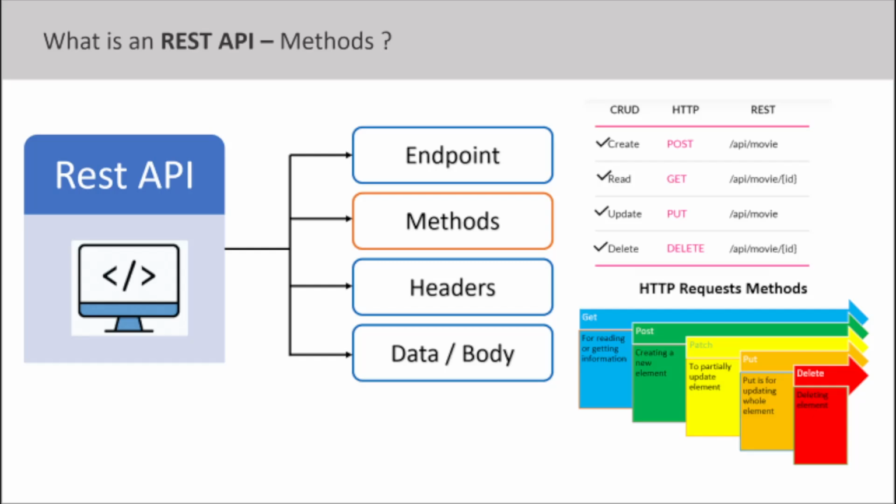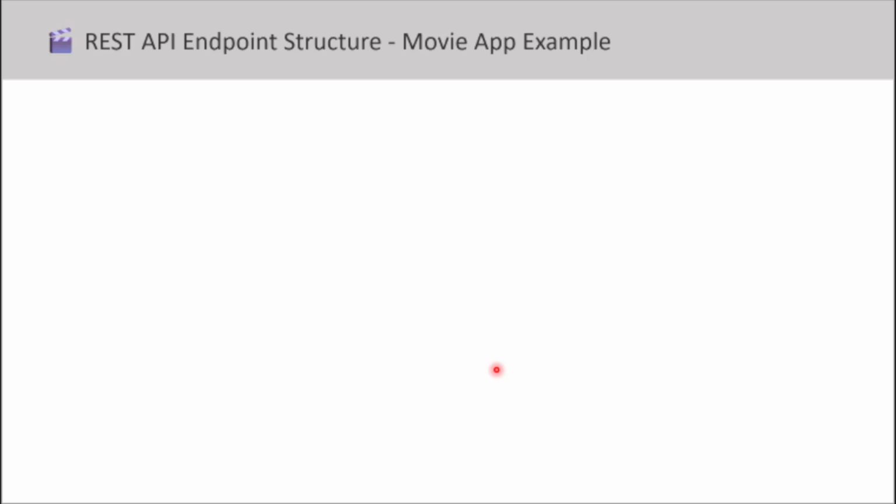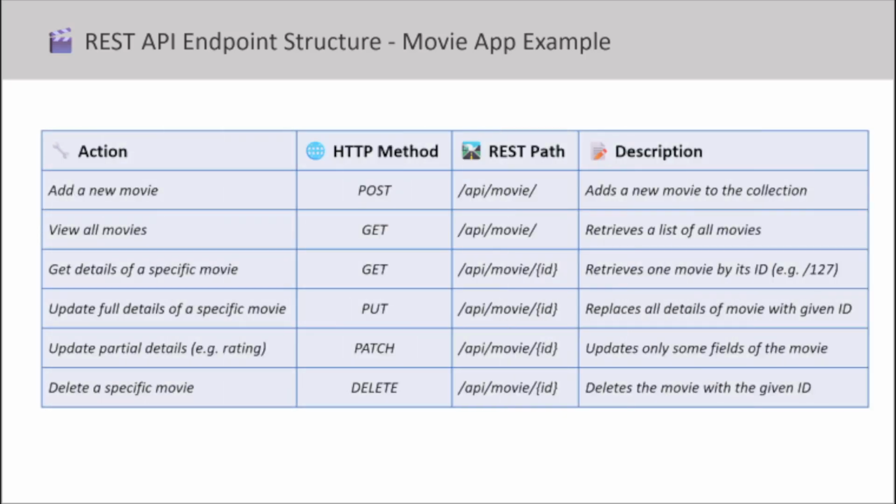All right. Now that we have understood the methods like get, post, put, patch, and delete, let's move one step further. There are usually two types of URLs we use when working with these methods. Let's take an example to understand this. Say we are building an app like IMDB, a movie database.